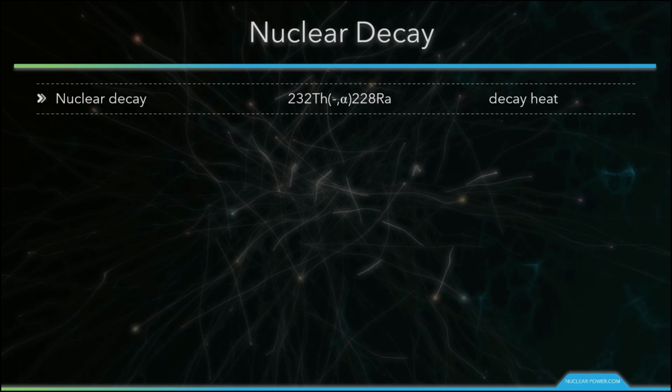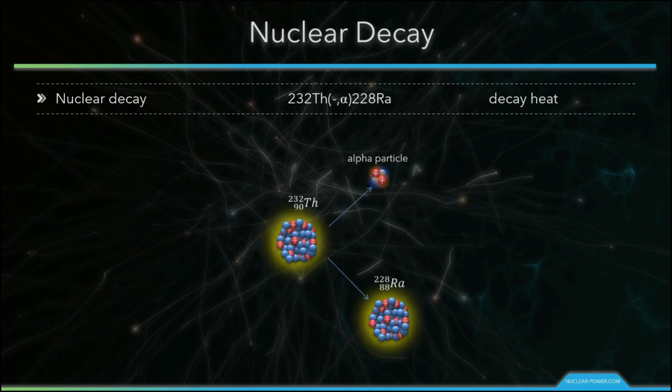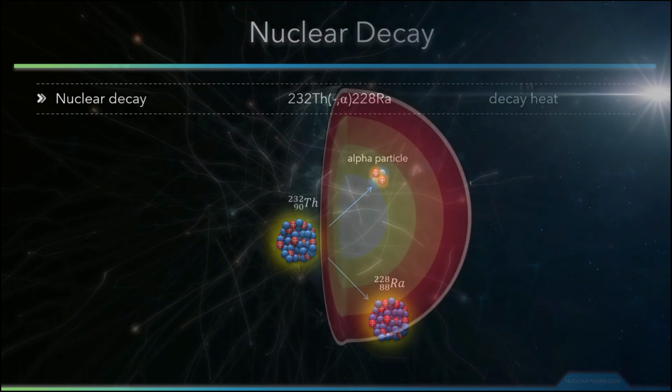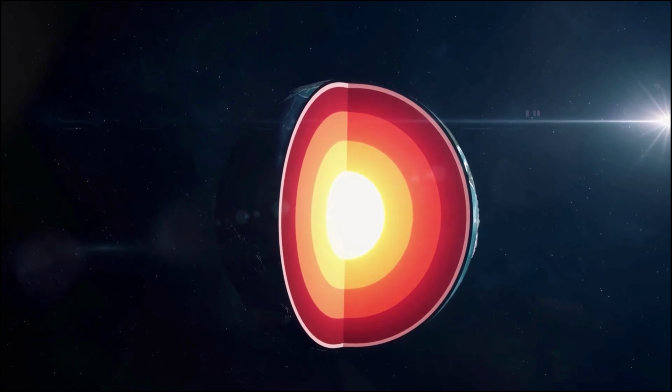There are many modes of radioactive decay, but some of them are very important for life on Earth. This is alpha decay of thorium-232. The decay heat of uranium and thorium, along with their daughter products, contribute to the heating of Earth's core. Together with potassium-40 in the Earth's mantle, these elements are the primary source of heat that keeps the Earth's core liquid and keeps plate tectonics moving.